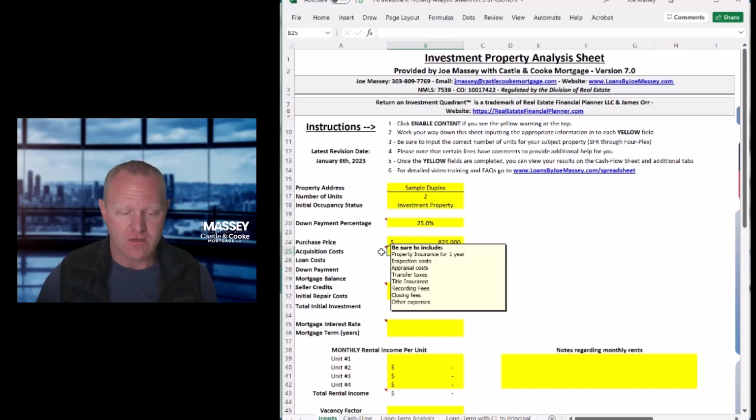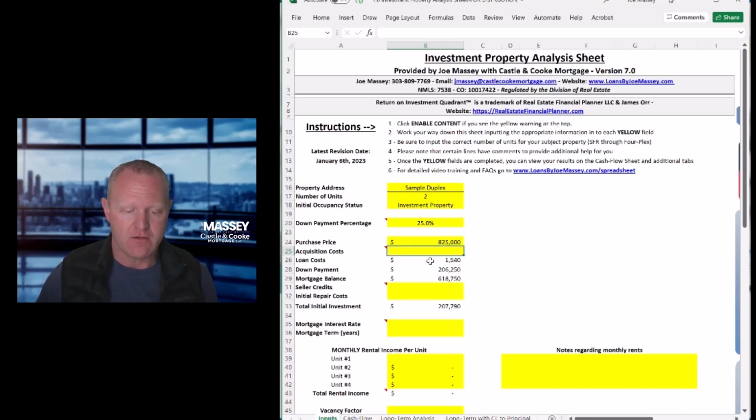Now, loan fees are going to be calculated automatically for you. All right, because we know the flat cost for us to process and underwrite your loan is $1,540. But outside of that, everything else is going to be variable depending on the insurance you select, depending on whether or not you buy down your interest rate, depending on the title insurance company you select, if there's a homeowners association, are there back taxes that you need to pay, anything that might be out there on the property that you have to pay in order to acquire the property. That's what's going to be going here in acquisition costs.